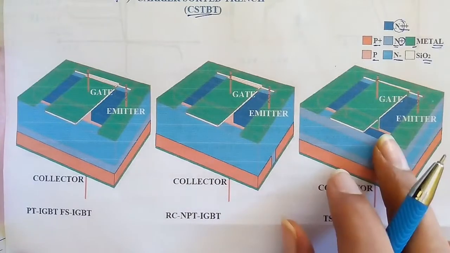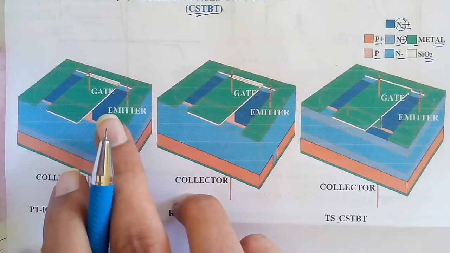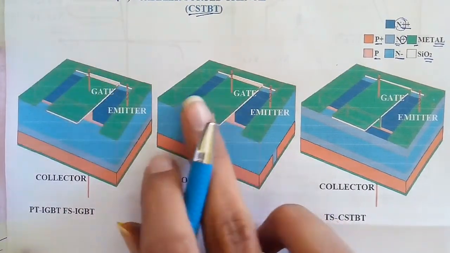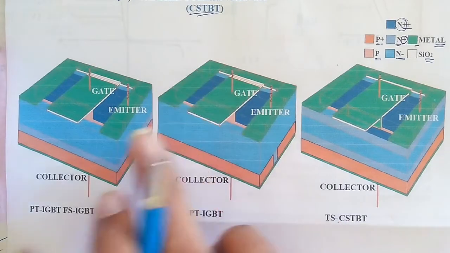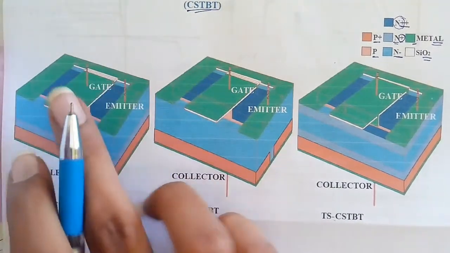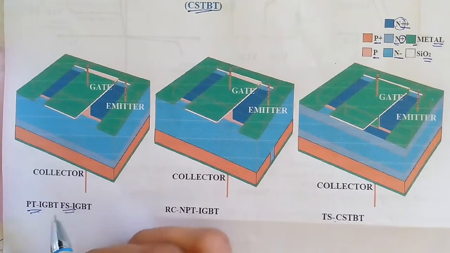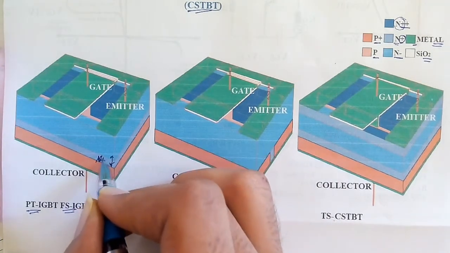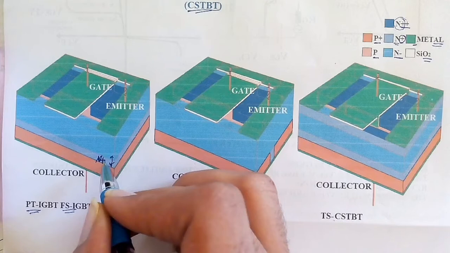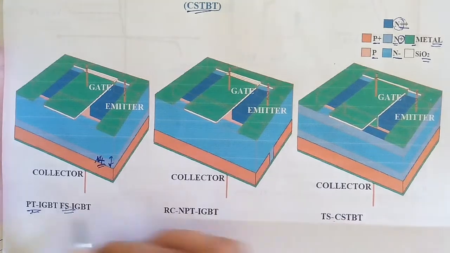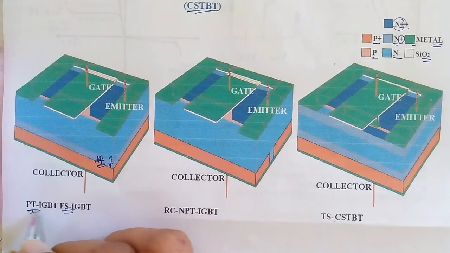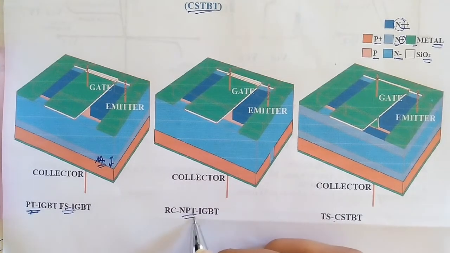Coming to 3D representation, if we observe, a construction similar to an enhancement FET is embedded inside these two. This is the 3D representation of punch through and field stop type. The difference between these two is the width of the N plus layer. The width of the N plus layer will be more in FS type than in PT type. Coming here, we could see that the N plus layer is the difference between PT and NPT type of IGBT.